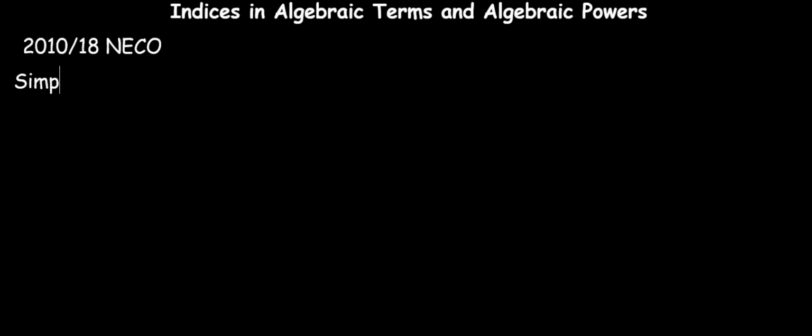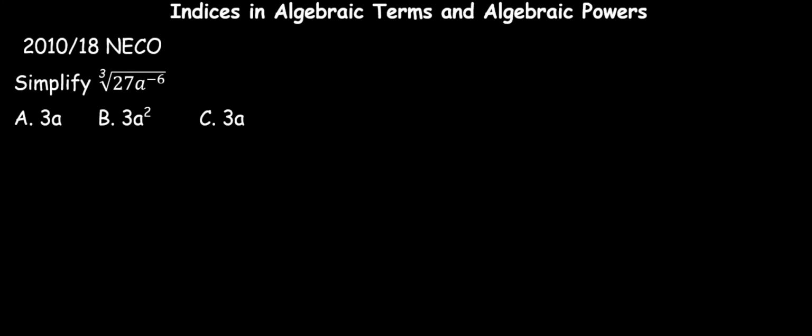Simplify the cube root of 27a raised to power minus 6. The options are given: a 3a, b 3a squared, c 3a raised to power minus 2, d 9a raised to power minus 2, e 9a squared. Solution. When you look at the problem, cube root automatically gives you the secret of what to do.